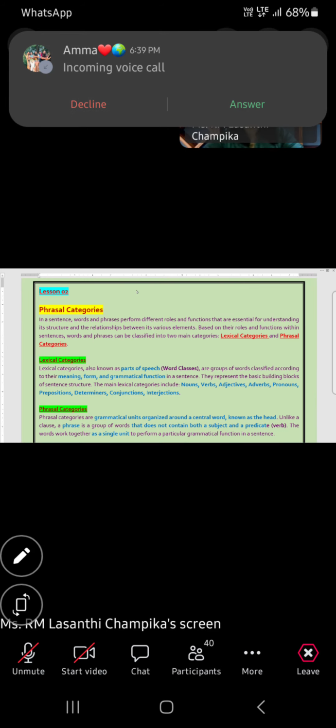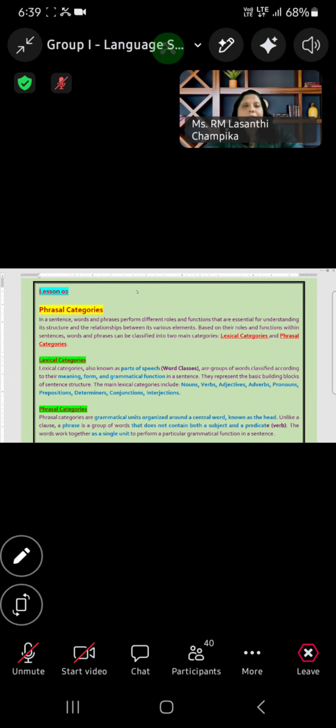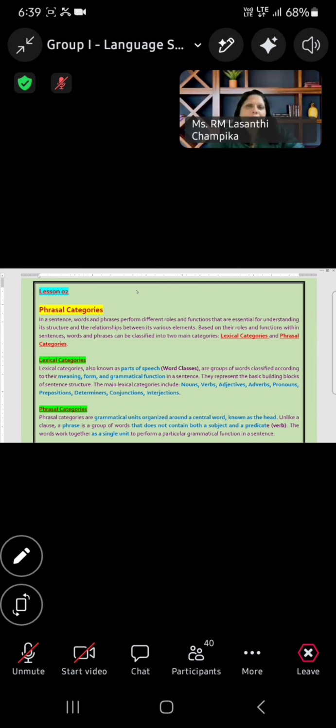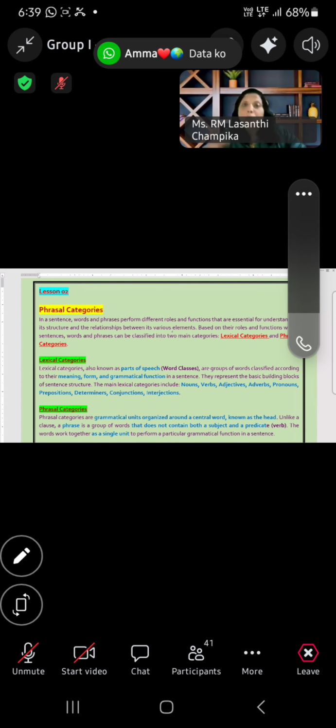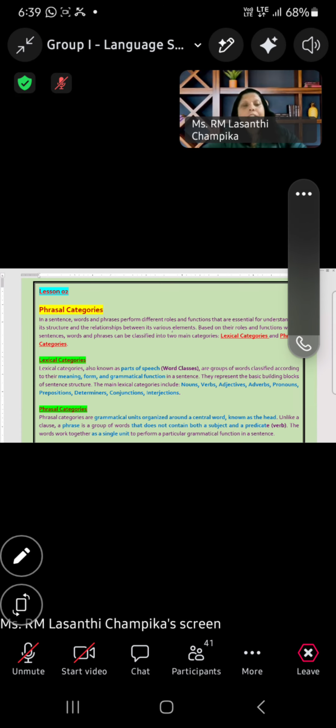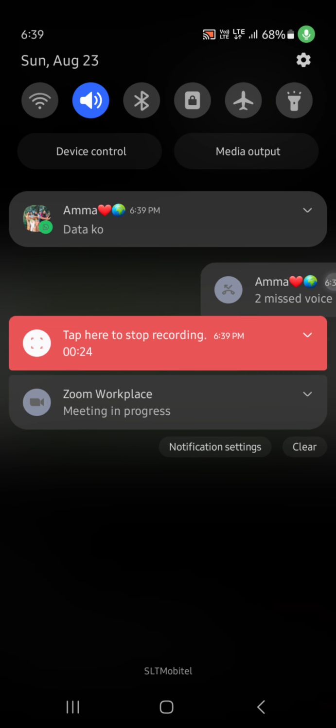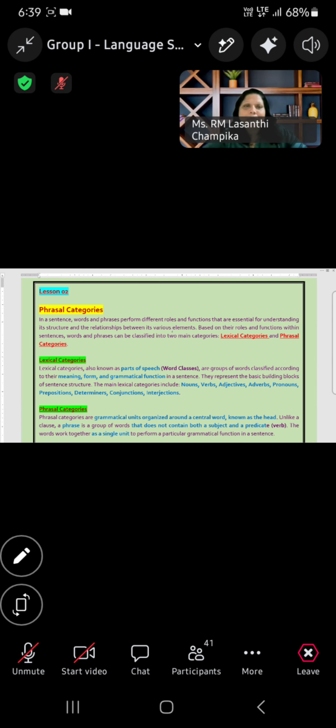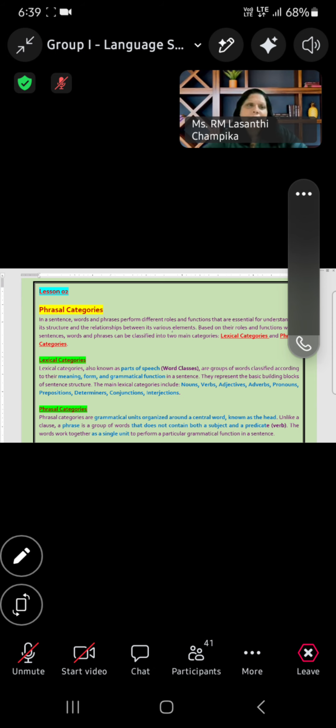Speech, word classes, lexical categories, they are the same. They mean one thing. Can you understand? So, the lexical categories. There are nine: nouns, verbs, adjectives, adverbs, pronouns, prepositions, determiners, conjunctions, interjections. So these are the lexical categories. That means word categories, word classes.